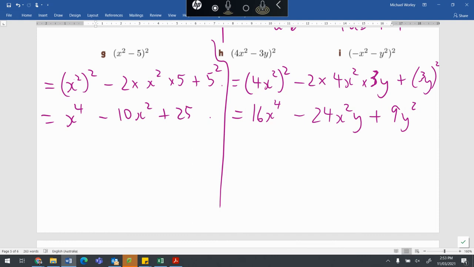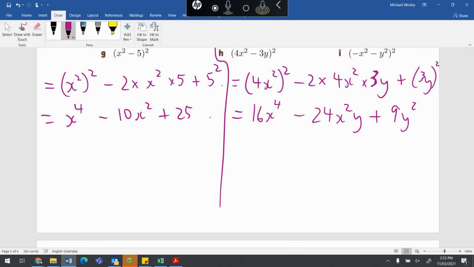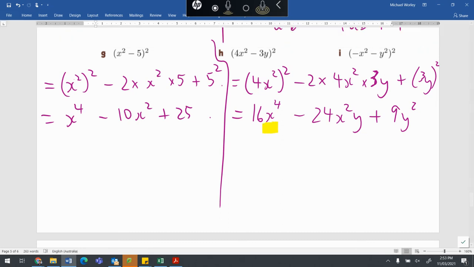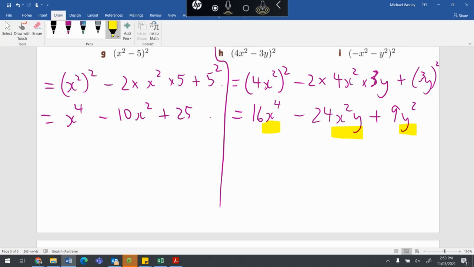Now let's check, are there any like terms? Let's check and see here. We're looking for like terms. We've got x to the power of 4, x squared y, and y squared. No like terms. So that can stay exactly as it is.